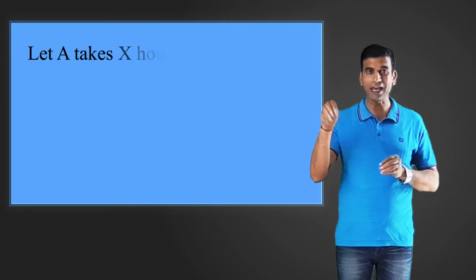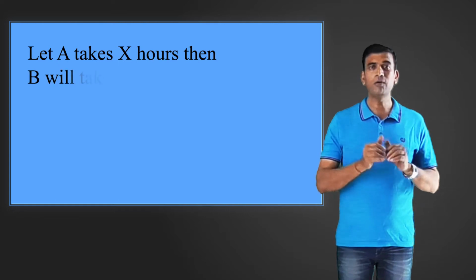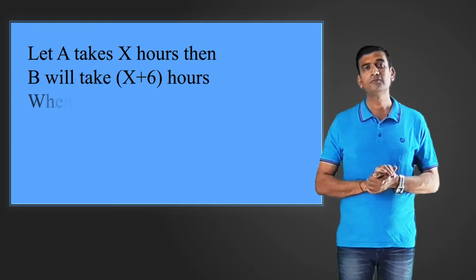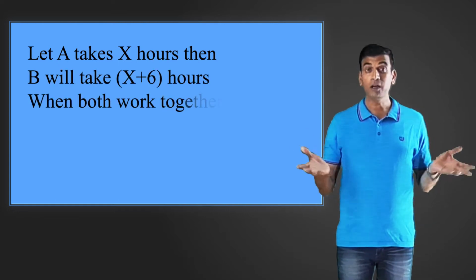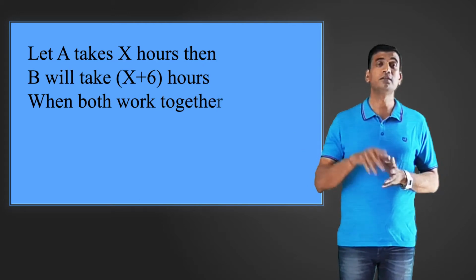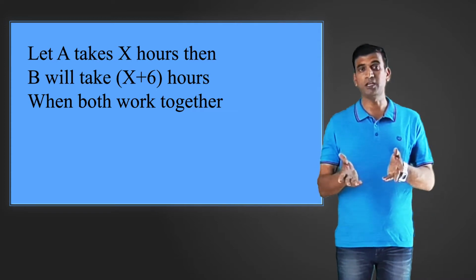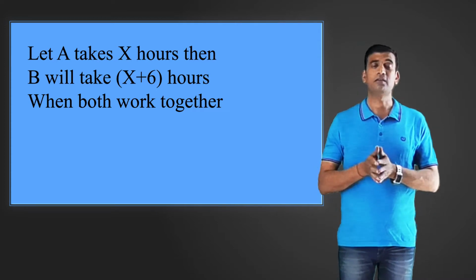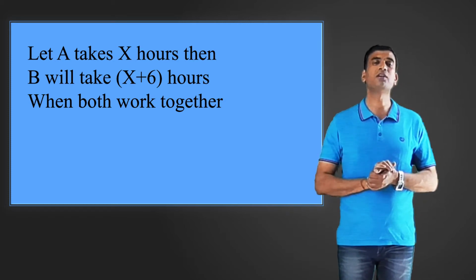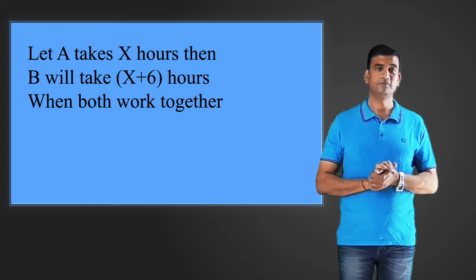Okay, now here we have the data that both A and B are filling pipes. So if A is taking x hours, B will take x plus 6 hours. Now when both work together, this is what? AB divided by A plus B. This particular method I suggest to all of you in part 1 of time and work.